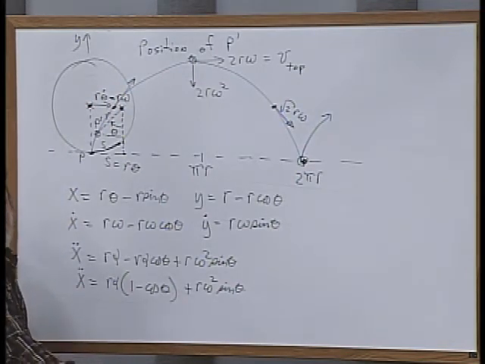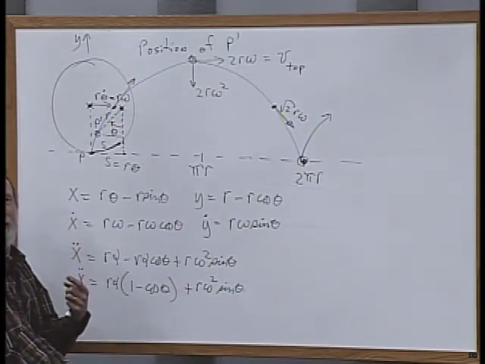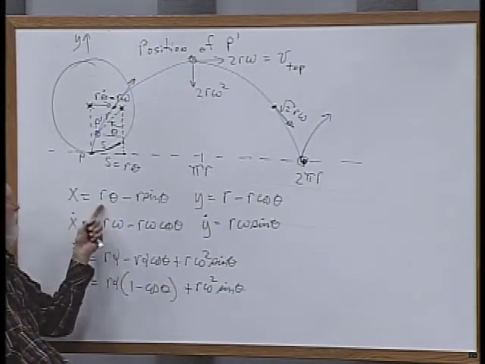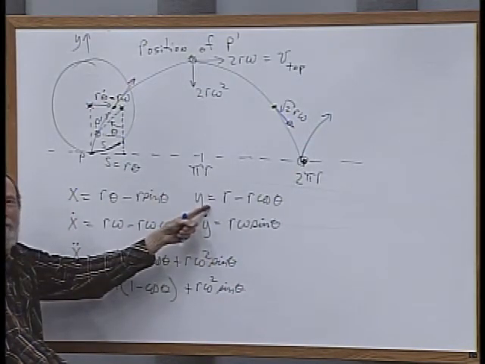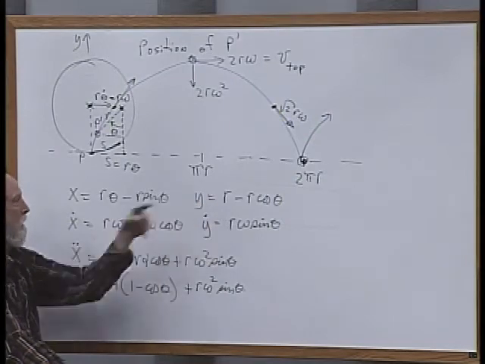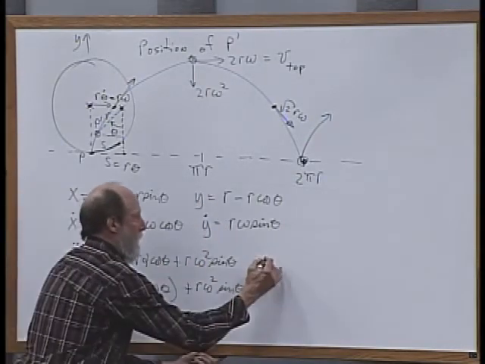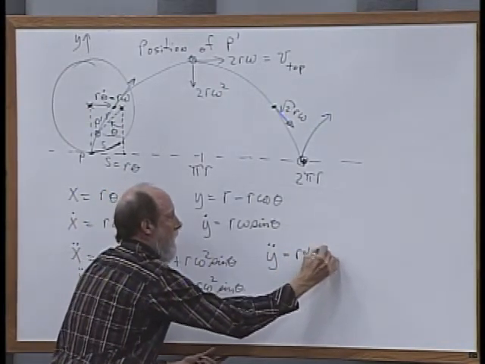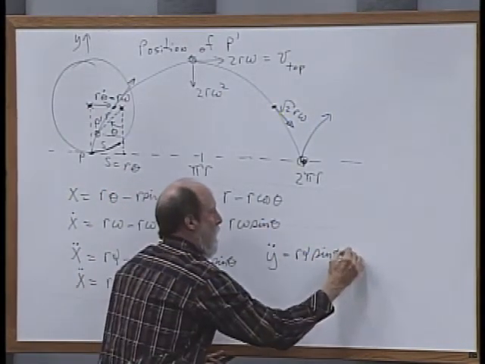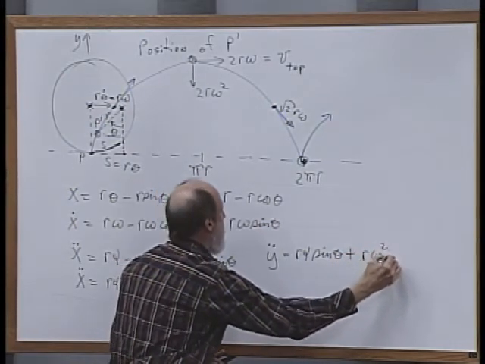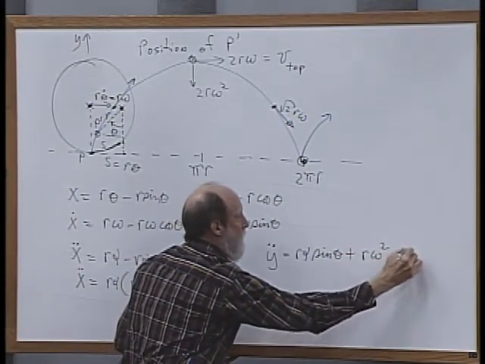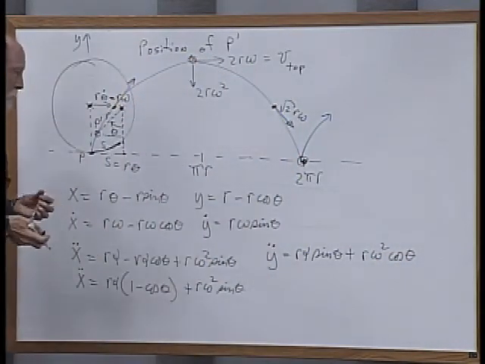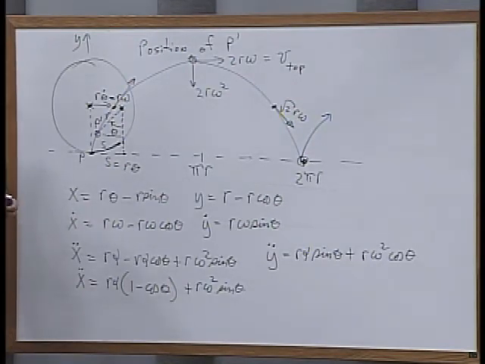Feel good? Where is the hard part in doing absolute motion analysis from this simple example? The hard part is right here. That's the hard part, as I mentioned earlier. Okay, let's go ahead and get the y double dot since we're at it. R alpha sine theta plus r omega squared cosine theta.